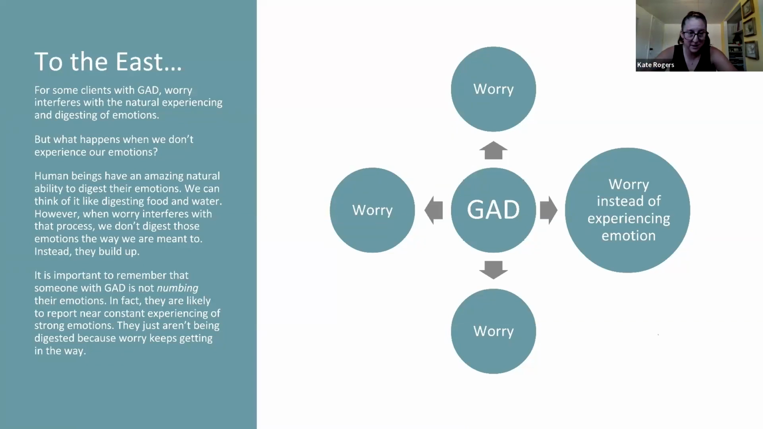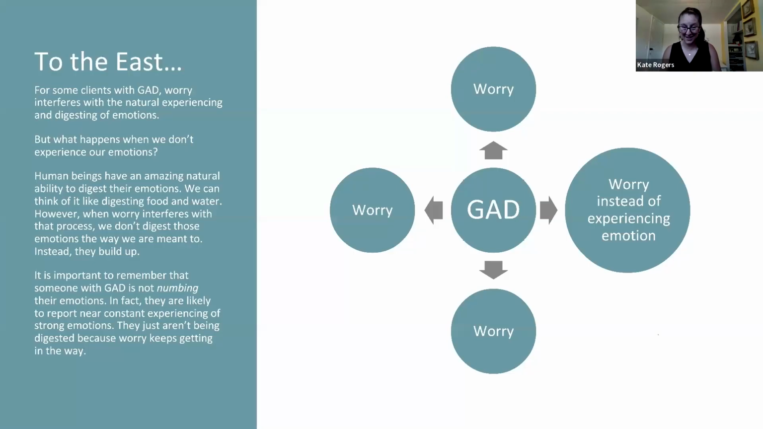Let me be as clear as I can. This does not mean someone is worrying to try intentionally to avoid feeling emotion. This does not mean someone is worrying and they're numbing out or dissociating. This is something that's happening in the background. Worry instead of experiencing emotion captures the idea that worry is a very language-based process in the brain, right?